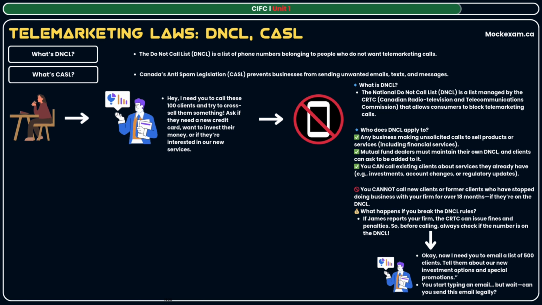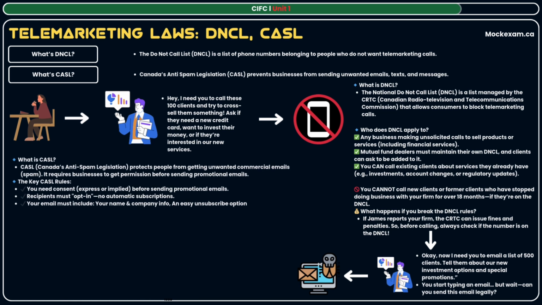I'm tired. You will start typing an email, but wait, can you send this email legally? I mean, is there any limitation just like calling people? Yes, there is. And it's CASL. What's CASL? Canada's anti spam legislation protects people from getting unwanted commercial emails. Okay. It requires businesses to get permission before sending promotional email.